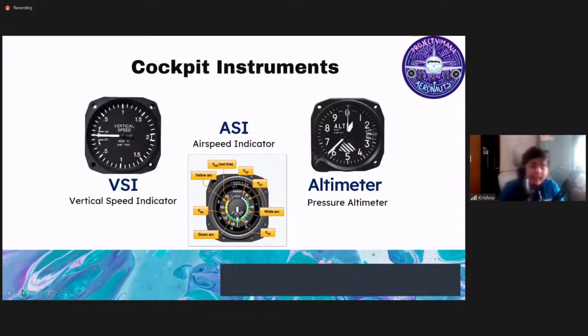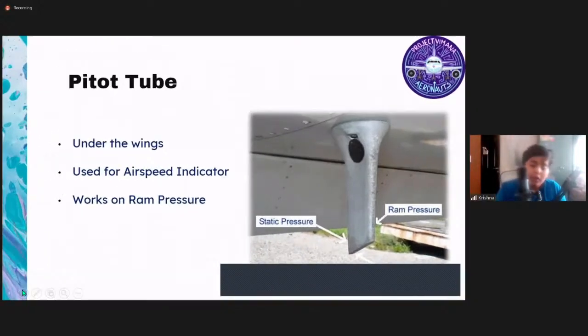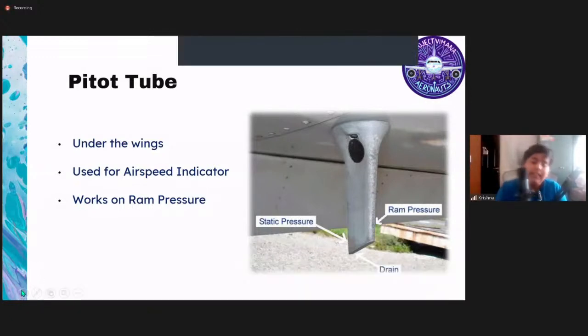Next, we will need a pitot tube in order to get the data for the above 3 instruments, for which the air has to enter through the tube. Once the data readings which we need are obtained, the drain hole in the same system will remove the air. To avoid any clogging, we will be placing our pitot tube under the wing.